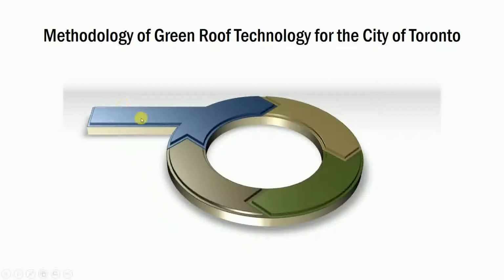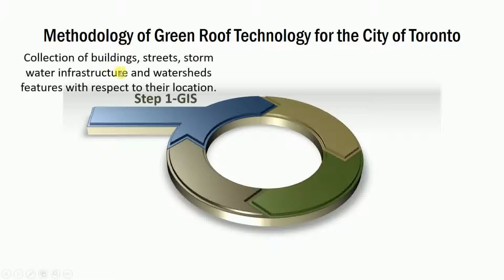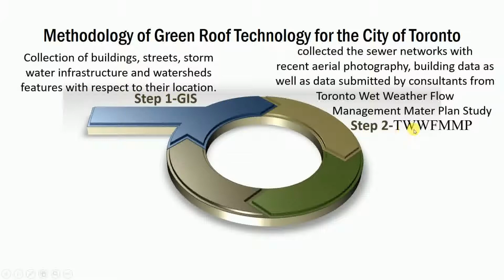And the Toronto projects and their methodology. First, they use GIS to collect buildings, streets, stormwater infrastructure, and watershed features with respect to their location. And the second one, in short form, is the Toronto Wide Watershed Flow Management Master Plan Study. From this organization, they collect sewer networks with recent aerial photography, buildings data, as well as data submitted by the consultants.